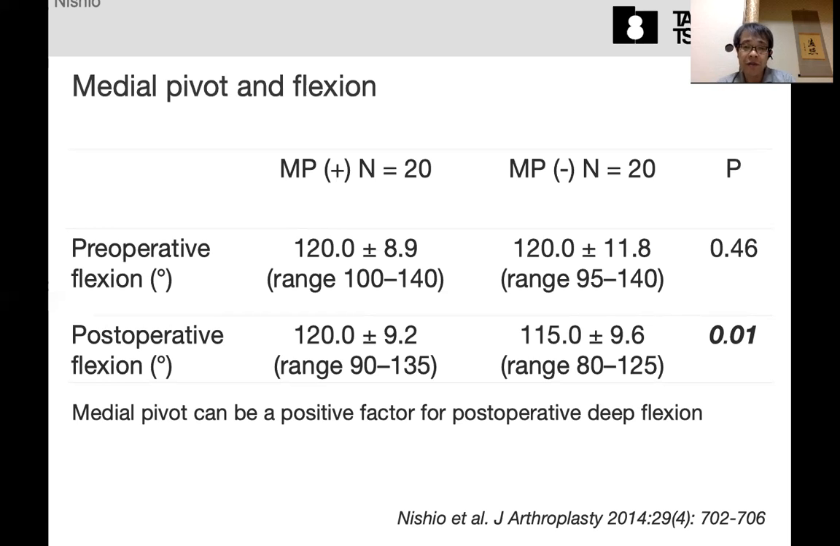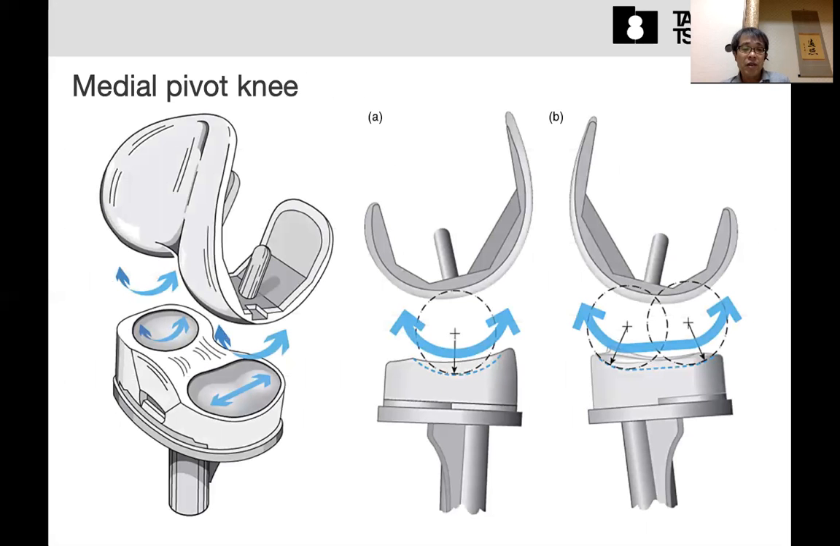then compared the postoperative flexion. Before the operation, the flexion angle was equivalent, no change. But postoperatively, without a medial pivot motion, the flexion angle was significantly more limited than with the medial pivot. So this study showed that the medial pivot will act as a positive factor for a deeper postoperative flexion angle. So this is the mechanism of the medial pivot knee.